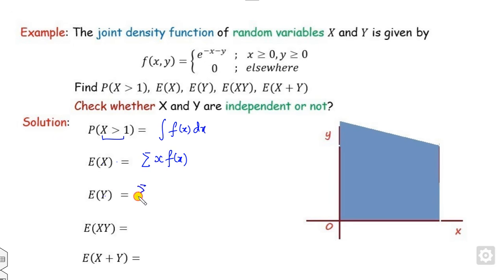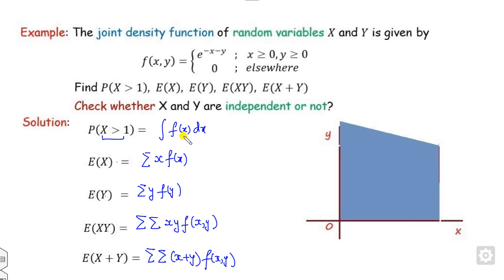This is again single y, so this is y into f of y. Here is x and y both, so these are two variables, so I can take it as a double summation of x y times a function of x and y. Again here the two variables x and y, so I can take a two-variable summation of the function of x and y here.